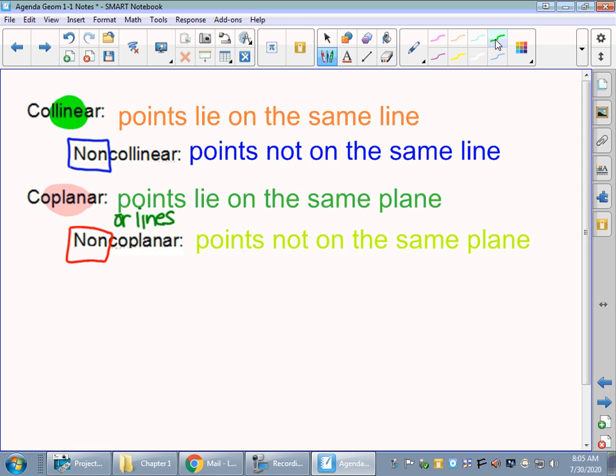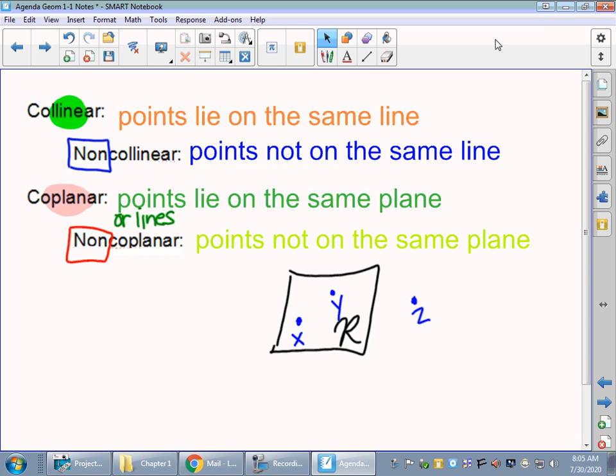So perhaps I've got myself a plane down here, plane R, and I would say here is point X, Y, and Z. Are points X, Y, and Z collinear? I'll put Z down here. Doesn't look like they're on the same line, right? I can't draw a line through all 3 of those points. So X, Y, and Z are non-collinear.